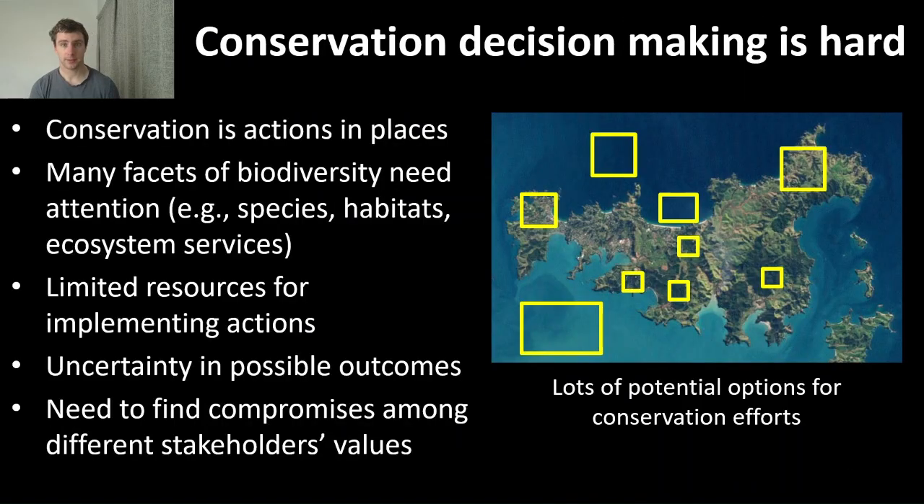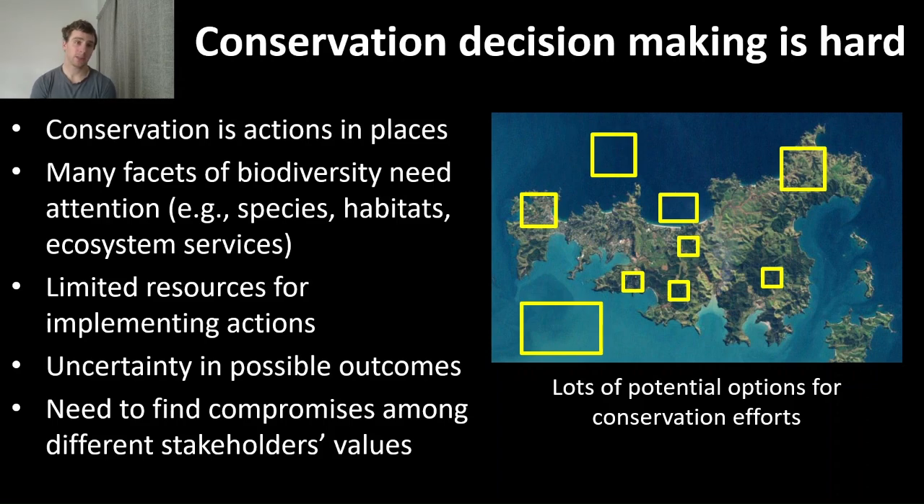But how do we achieve this? This is tricky because there are lots of different things you can potentially do to try and promote biodiversity. This makes it really hard to make decisions about what to do in order to promote and recover biodiversity, because there are many options available. Conservation is fundamentally about implementing actions in places. Whether that's establishing conserved areas, doing invasive species management, or doing restoration, these are all different types of actions that are available, and they're implemented in particular places.